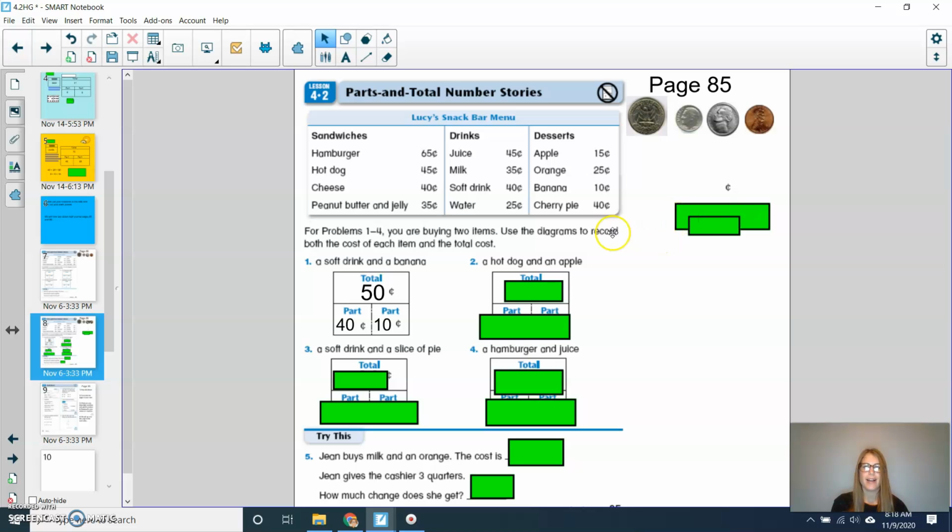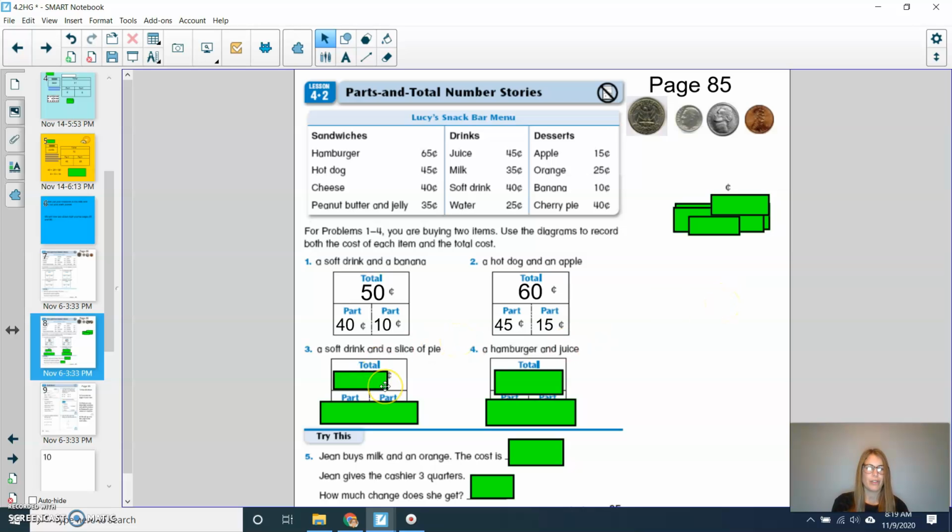We're going to buy a hot dog and an apple. So a hot dog costs 45 cents, so I'm going to write that in that first part. An apple costs 15 cents. I'm going to write that in the second part. Now 45 plus 15. I would choose to do 40 plus 10, which I know is 50, and I know 5 plus 5 is 10. 50 plus 10 is going to get me to 60. So my total is 60. I also could have used a number grid and started at 45 and counted up 15.